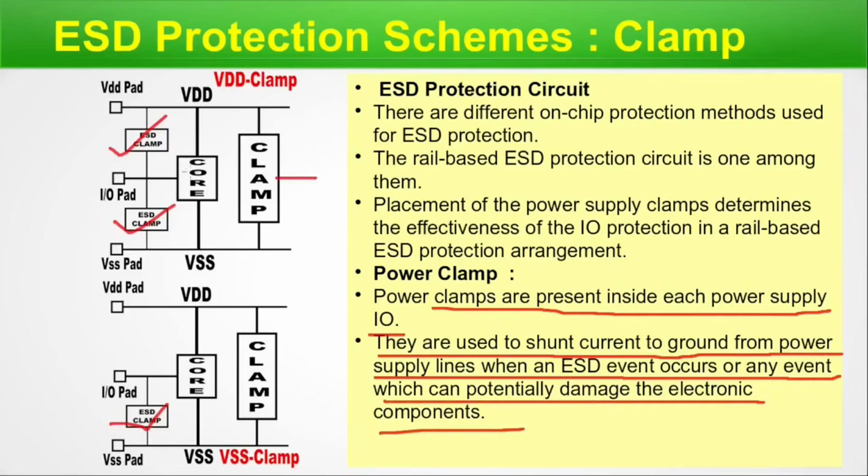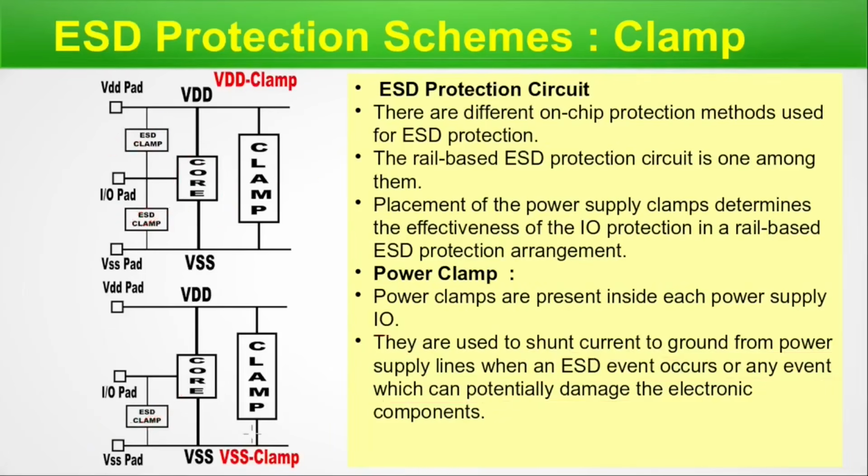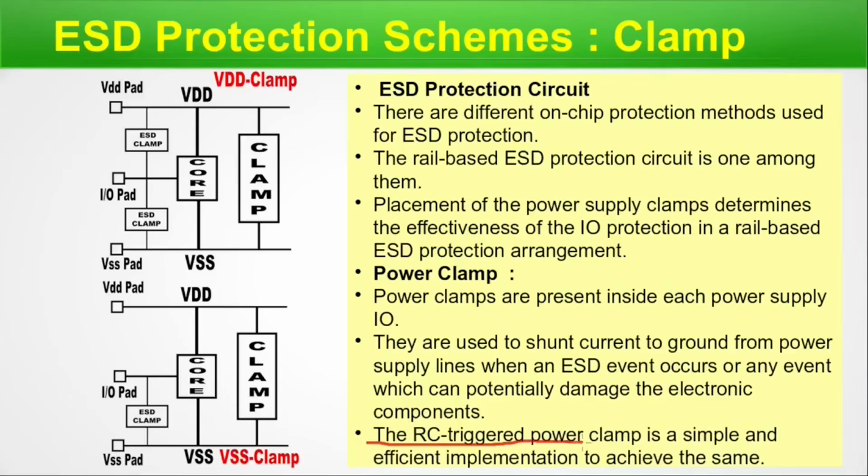So we are talking about this because here, this is the core of the circuit and this clamp is for a different purpose, but this will protect your chip from whatever things are coming from the pad. That means your human contact. The RC guard power clamp is a simple and efficient implementation of the same. We also have RC implemented power clamps also there. So these are the power clamps we have talked about.